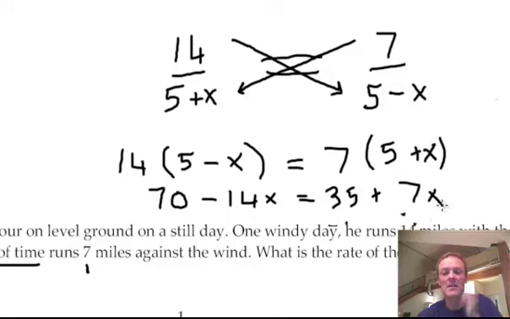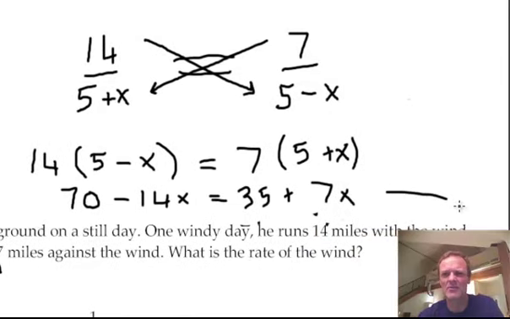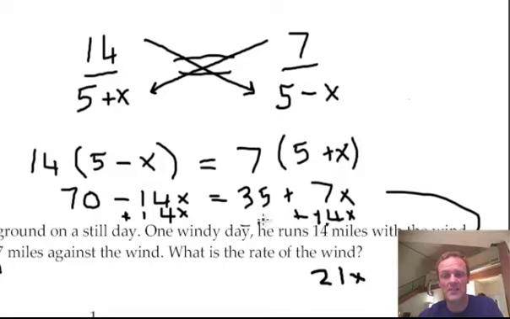Now we're getting there. So x is one side, numbers on the other. I'm going to add 14x to both sides. Because there's more x's on the right, I'm going to keep them there. If I add 14x over here, I'm going to get 21x on the right hand side.